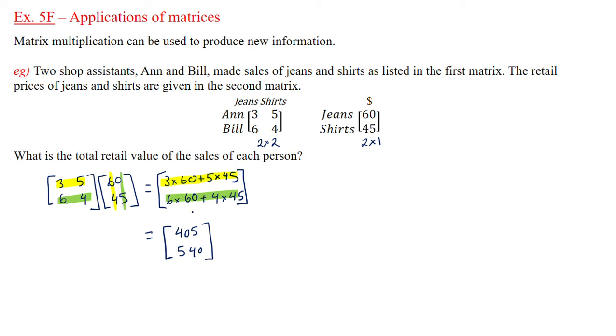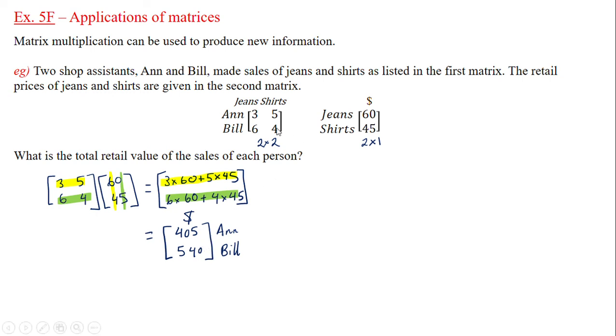They are, of course, in dollars, and this first amount is the amount that Anne has sold and Bill has sold 540. So that's it. That's our solution. That is how we use matrices to complete problems.